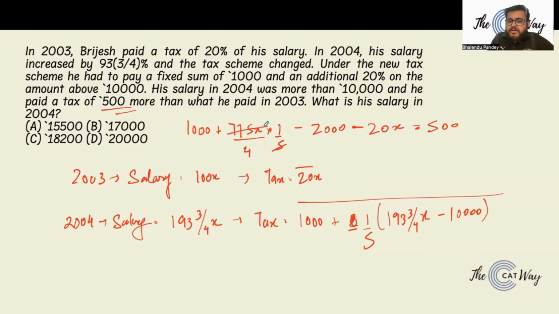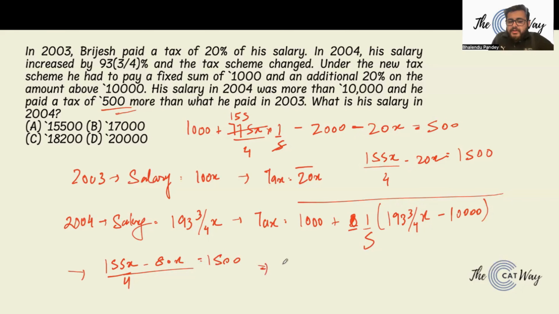Right? Let's solve this part. So this part becomes what? 1, 2 you are left with, 27 goes 5 times. You are left with 2, 155. So 155x by 4 minus 20x is equal to 1500 is what you get. Correct? Let's take the LCM. I'm solving it over here now. So 155x by 4 minus, let's take the LCM over here, 80x is equal to 1500.